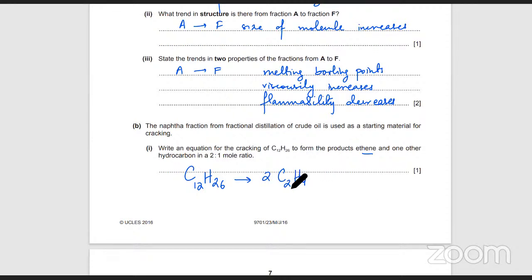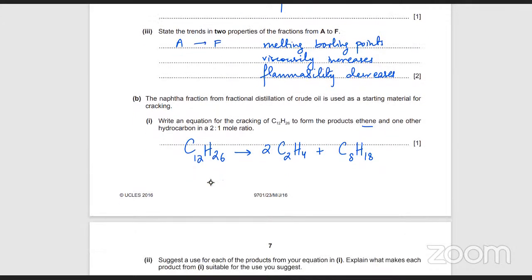So if this is 2, that's 4 carbon atoms. पीछे कितने बच गए? Out of 12, minus 4, you're left with 8. So this other hydrocarbon is going to have 8 carbon atoms. And how many hydrogen atoms would it have? Okay, I've got 26 minus 8, that's 18, I think. So that's it.